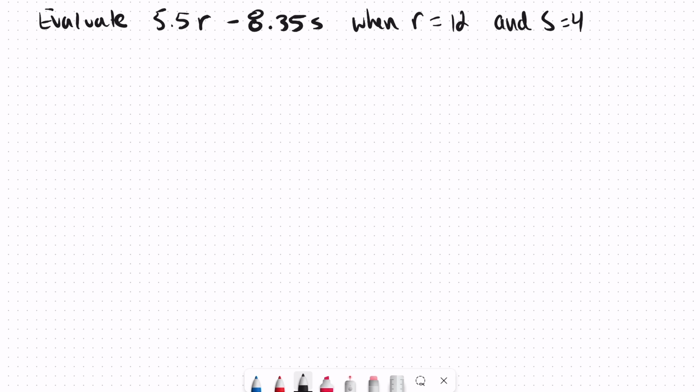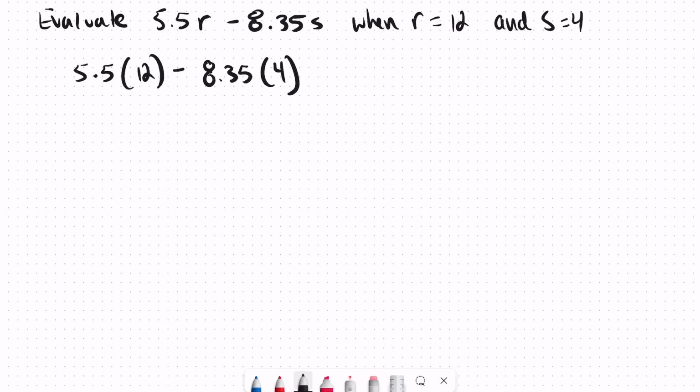All right, so let's go ahead and start with our second expression here. We have 5.5r minus 8.35s when r is equal to 12 and s is equal to 4. So we'll rewrite the expressions with our substituted values. So in place of the r, we're going to have 12. So we have 5.5 times 12 minus 8.35. And in place of s, we are substituting the value of 4. So we're going to have 8.35 times 4.